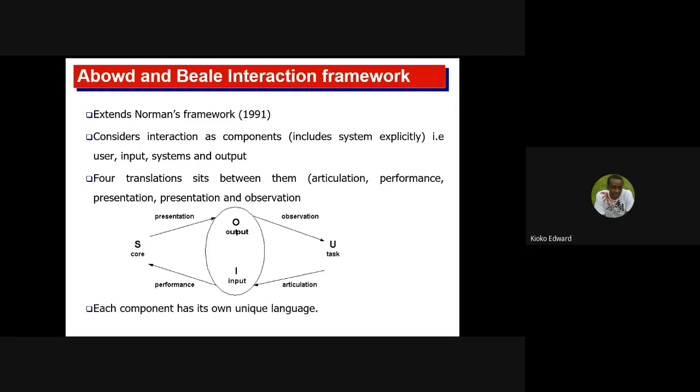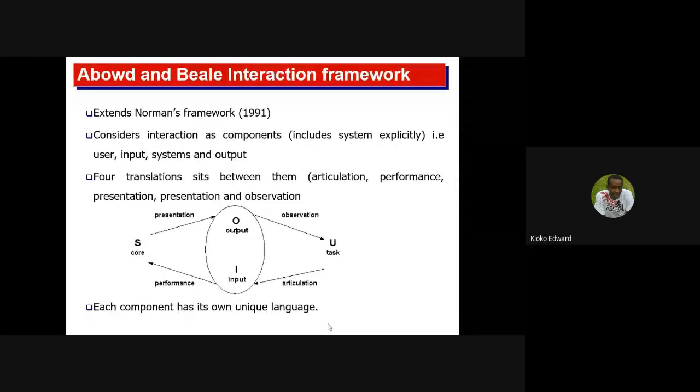So each of these components has its own unique language. The user will be using a language we call the task language, the input will be using a language we call the input language, the system will use a language we call the core language, and the output will use a language we call the output language. So each component on this model uses a very unique language. So the system and the user are not using the same language, and the output and the input are also using their own languages.